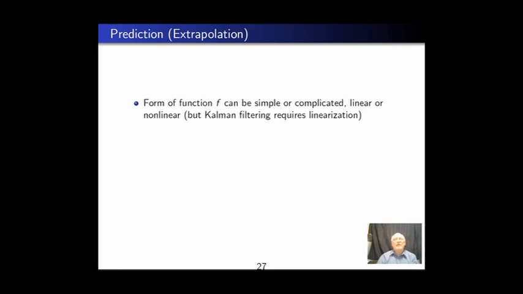The form of the function f could be simple, or it could be very complicated. It could be linear or it could be nonlinear. Kalman filtering generally requires some kind of linearization. If you're dealing with nonlinear dynamics, you're going to have to linearize it. And we'll get to that when we talk about various kinds of Kalman filtering, like extended Kalman filtering. The independent variable indicates possible explicit time dependence.